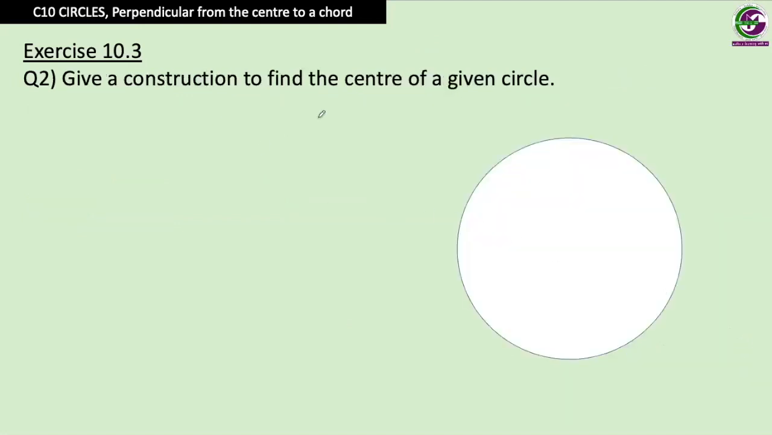Give a construction to find the center of a given circle. We have a circle, but we want to know where the center is. This happens mostly if you are drawing a circle just with a shape that you have; you will not have a center unless you are drawing it with a compass. For that, what you have to do is just construct any 2 chords, maybe equal, maybe not equal. Let's say PQ is a chord, MN is a chord.